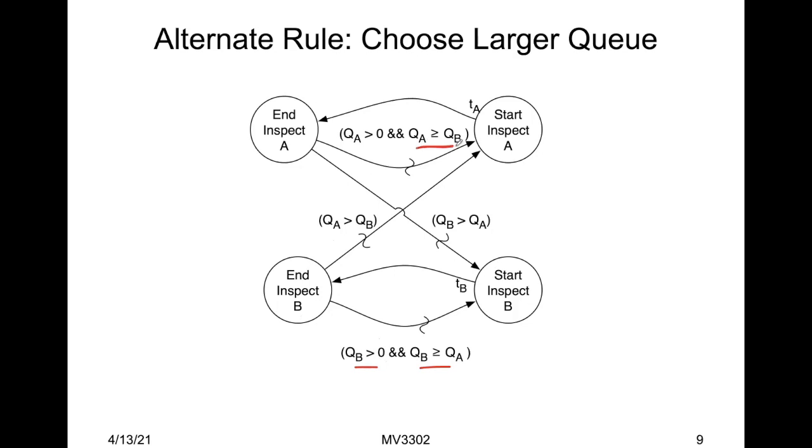Now, here's the thing, just to watch out for edge conditions. An edge condition is if both queues are 0. In other words, if both queues are 0, then I don't want to do anything. So if both of these are 0, this will be true, but this will be false, because 0 is not bigger than 0. And 0 is not bigger than 0 here. So that's just an edge condition you need to watch for.